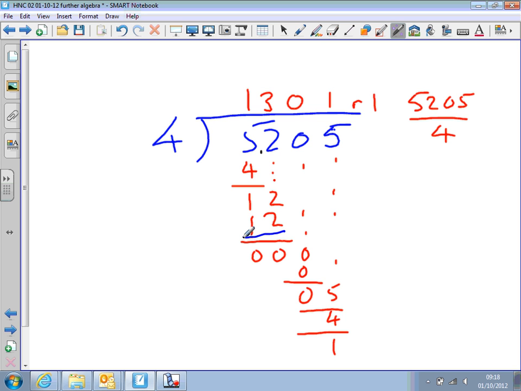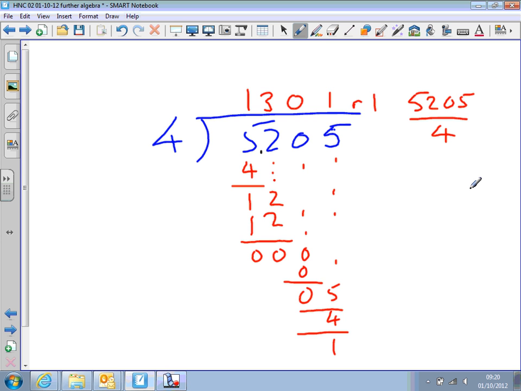Note this particular bit. Bring down the next one, which is a 0. 4s into 0 goes 0. That's a very important step, because otherwise we'd miss out that 0 on the top. Okay, and then we say, okay, bring down the next value. 4s into 5 goes once, remainder 1. So we end up with 1,301, remainder 1. I'll just pause while you make a note of that.